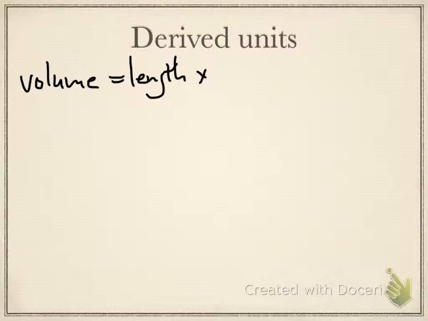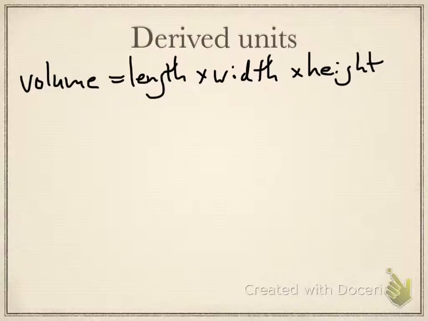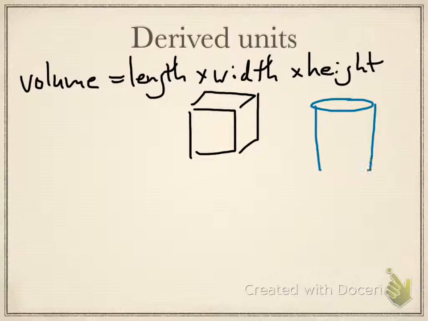Derived units. We have some units that are not base units, units that we have to figure out ourselves. For example, volume. Volume is not an SI measurement because we need to figure it out. For example, if you want to take the volume of like a cube, you got to do length times width times height. Or if you had a beaker full of water, you could find the volume by just looking at the measurements on your beaker. So these are derived units because you can figure it out by doing some math.